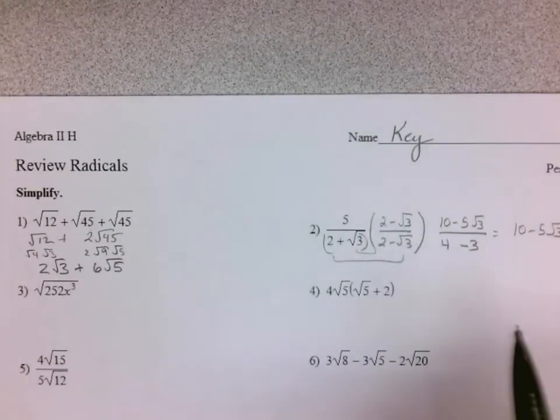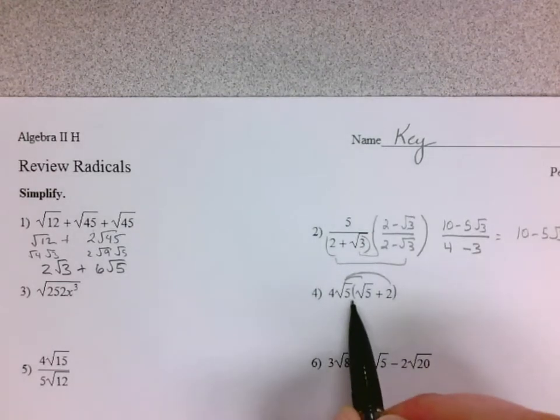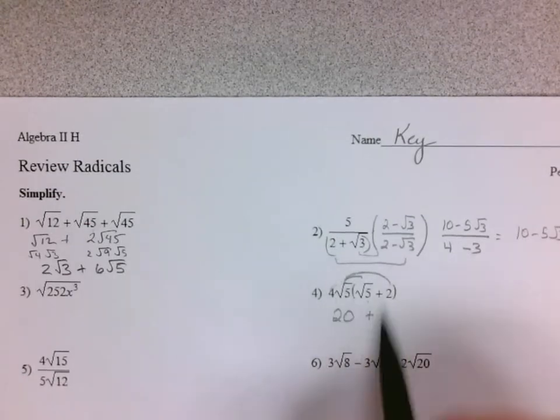Distribute property. Boom. 4 times radical 5 times radical 5 is 20. Plus 4 times 2 is 8. So 28.